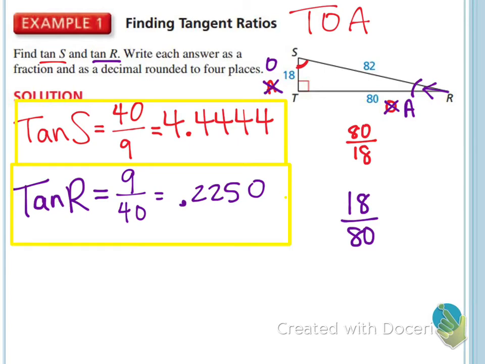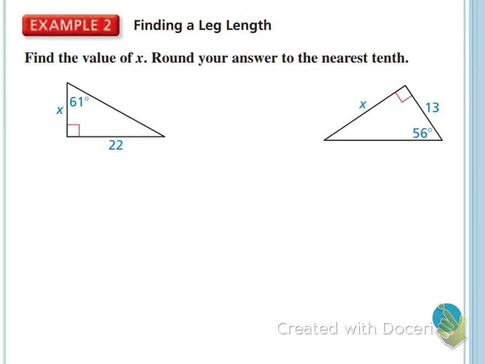Good question. So now we learn how to use it. Why are we doing this? That kind of thing. So on this page, we're going to find the value of x and then round your answer to the nearest tenth. We're actually going to do this one first because it's easier, and then we'll do the other one. Okay, so here's what we're going to do.